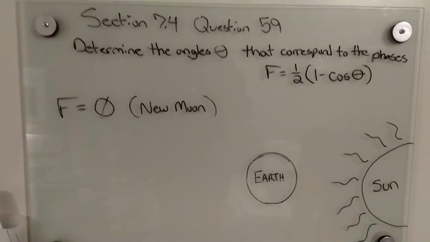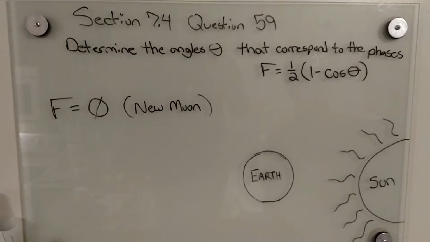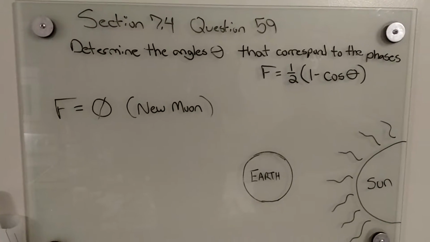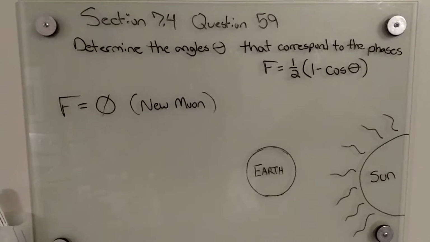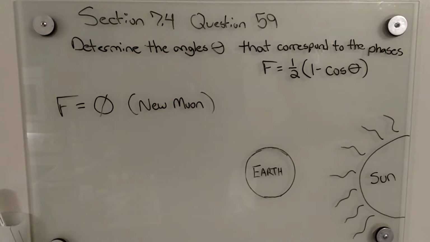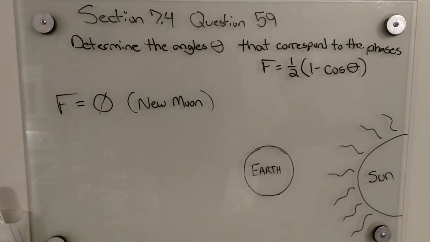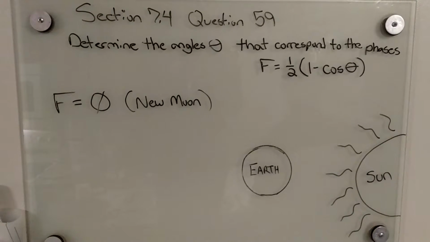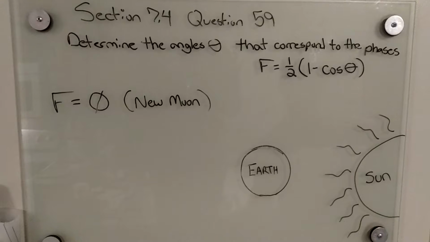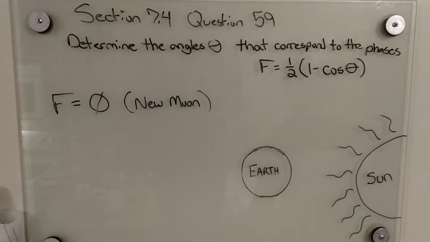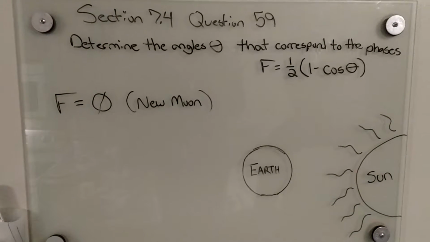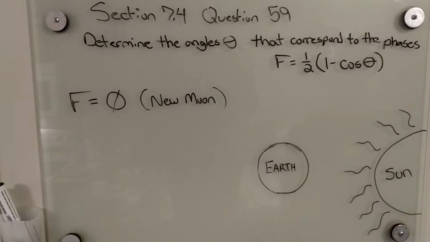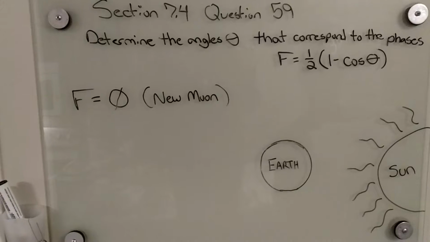Alright, hello everyone. I decided to do section 7.4, question number 59. This is referring to the phases of the moon, where they talk about how, as the moon revolves around the earth, the side that faces the earth is just partially illuminated by the sun. The phases of the moon describe how much of the surface appears to be in sunlight. And there's an astronomical measure of this phase given by the fraction f of the lunar disk that is lit.